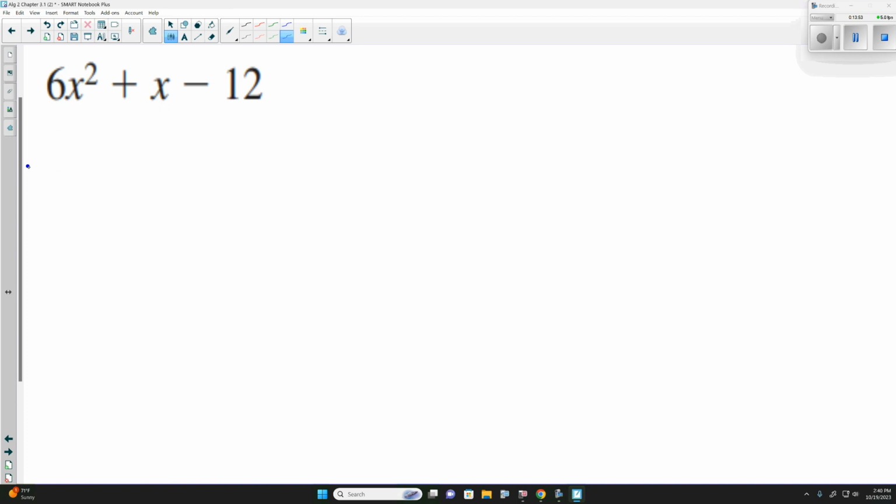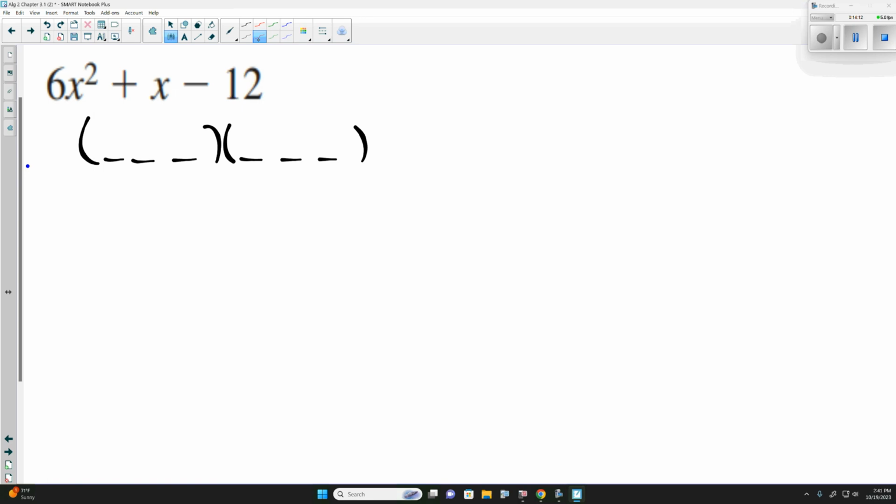Actually, I take that back. I do want to look at this one here. It doesn't have a greatest common factor because of the 1x. But there is something interesting about how this does work.